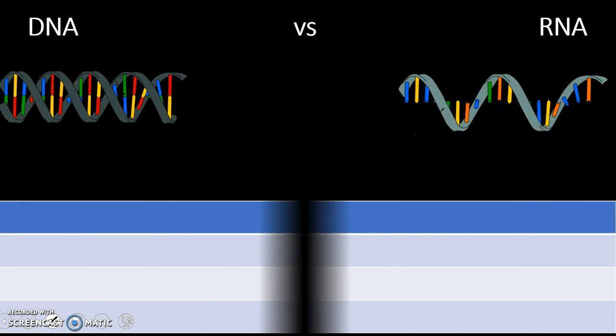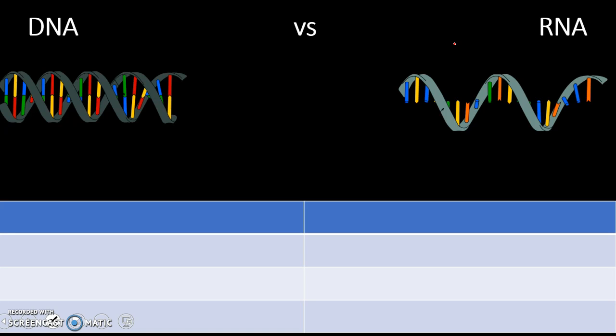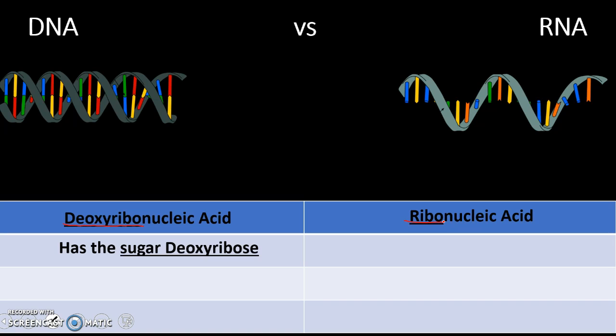If you haven't already, go ahead and make this chart in your notes. And first we have DNA, which is deoxyribonucleic acid. And if you remember, deoxyribo is referring to the sugar, and that sugar is deoxyribose. When we look at RNA, we have ribonucleic acid. And that ribo is referring to the sugar in RNA, which is very similar, but slightly different. That is just ribose, okay?